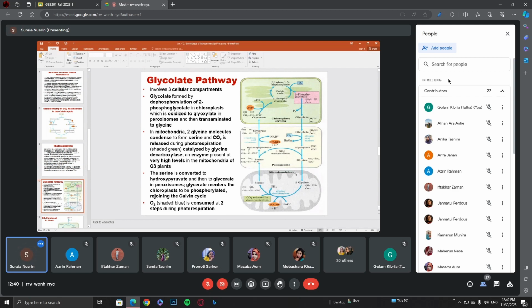Is it understood? Yes, miss. So that is the glycolate pathway. Actually, we can say that this is the very fast mechanism or pathway by which plants fix carbon dioxide into a 3 carbon compound, that is 3-phosphoglycerate. And because of that, the plants which can fix carbon dioxide by this pathway are known as C3 plants. Is it clear? The plants which fix carbon dioxide by this pathway are known as C3 plants.